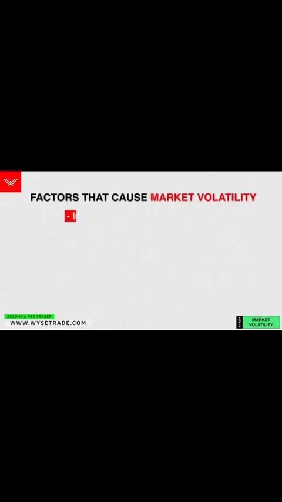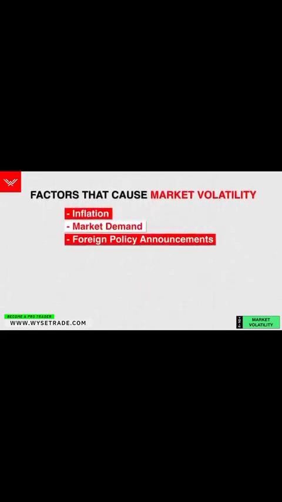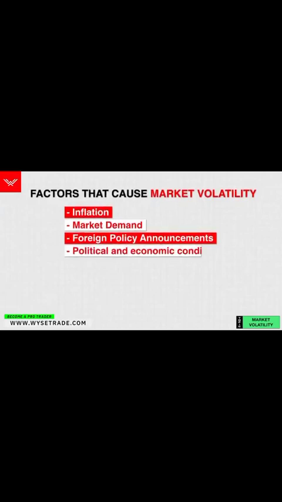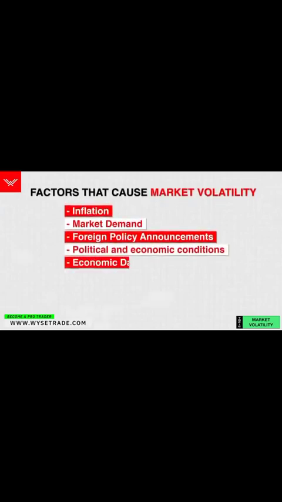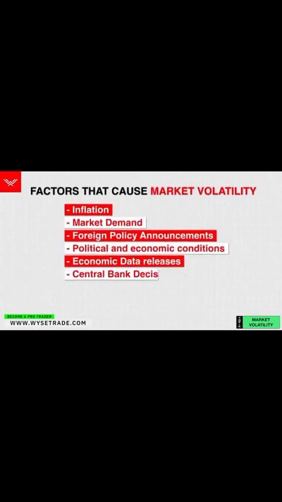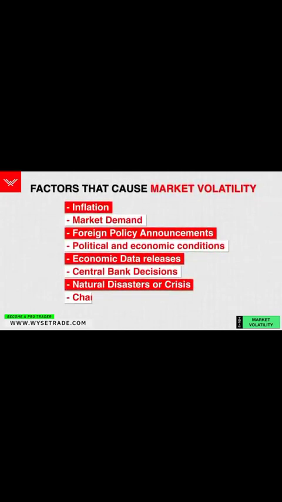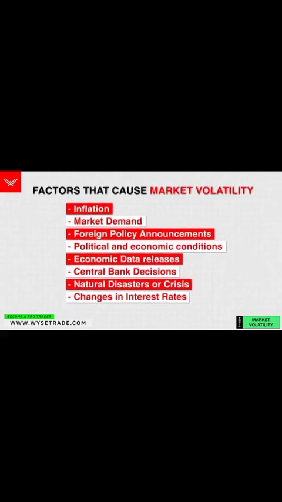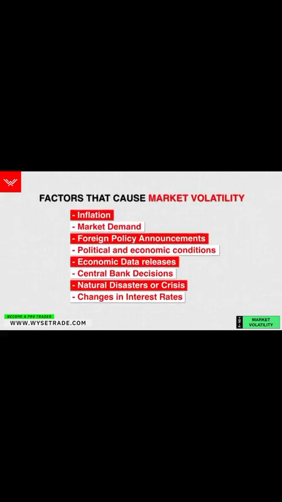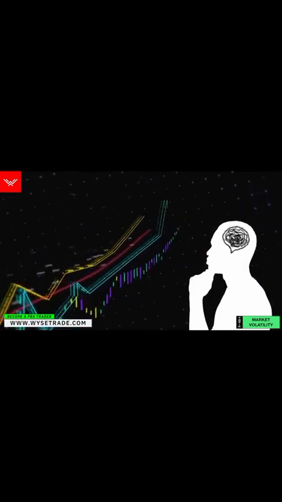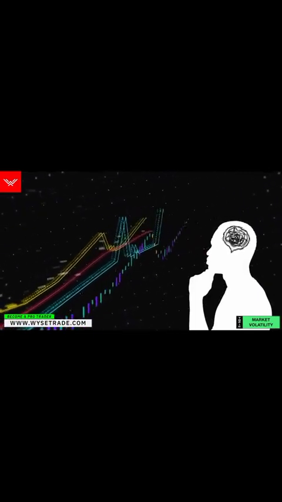Now, there are many factors that can cause market volatility to increase or decrease. Things like inflation, market demand, foreign policy announcements, political and economic conditions, economic data releases, central bank decisions, natural disasters or crisis, changes in interest rates. With all these factors at play that cause swings in price, speculating on exchange rate fluctuations is one of the most common ways for individuals to make money trading in the Forex market.